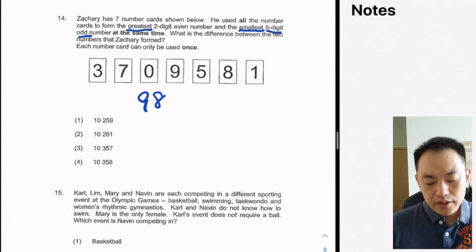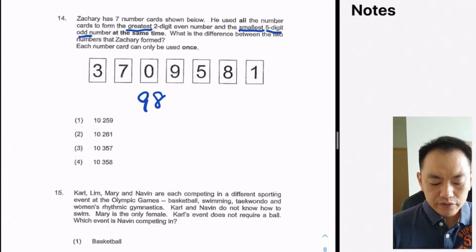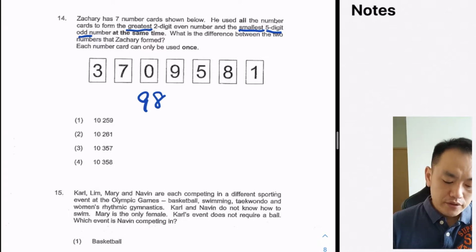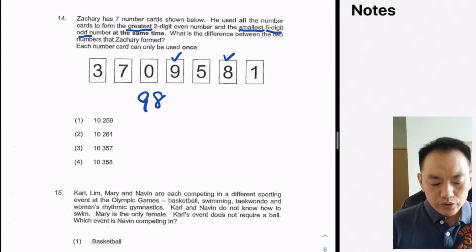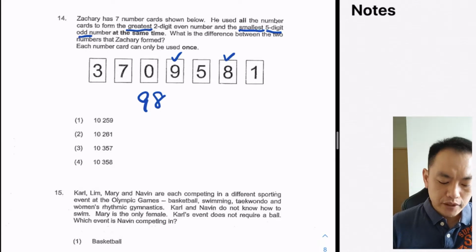Okay, and then he's looking for the smallest 5-digit odd number. So if it's an odd number, we have already used this. Okay, so you want to have an odd number, but there were quite a few options here. 1 and 5 and 7 and 3 are all odd numbers which you can put at the back. But he is asking for the smallest number, so you should put the smallest number in the front.